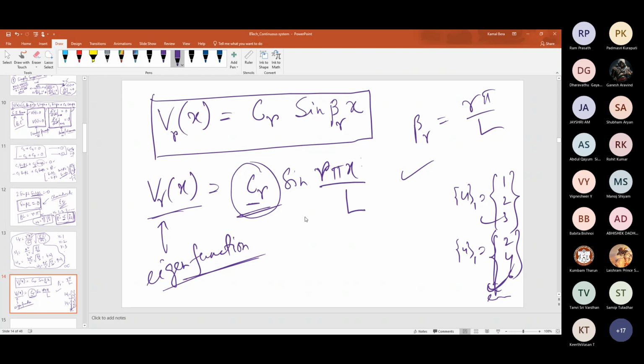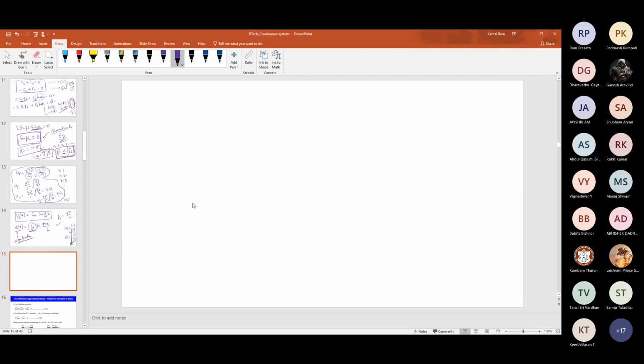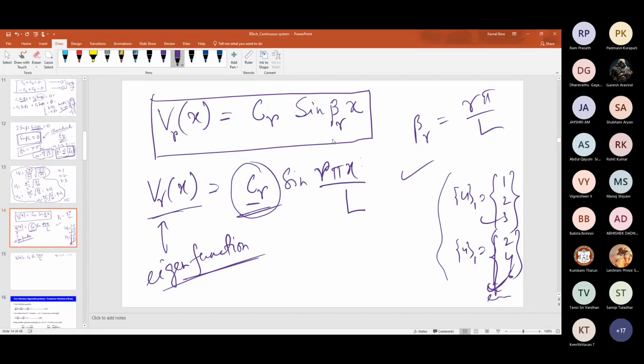Okay. So now, how do we normalize the mode shape for the multi-degree of freedom system? Can you tell me quickly? How do we normalize it? Here what we got is V_r(x) = C_r sin(rπx/L), r = 1, 2, and so on. So how must we normalize it? Let's see how we do it for the multi-degree of freedom system.